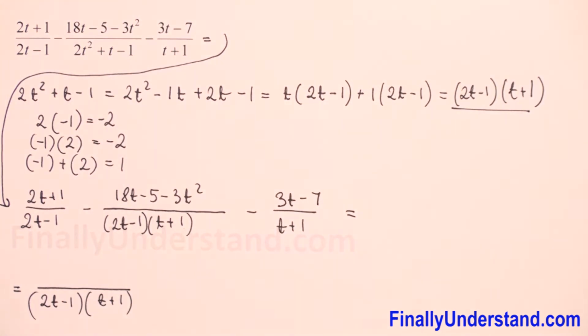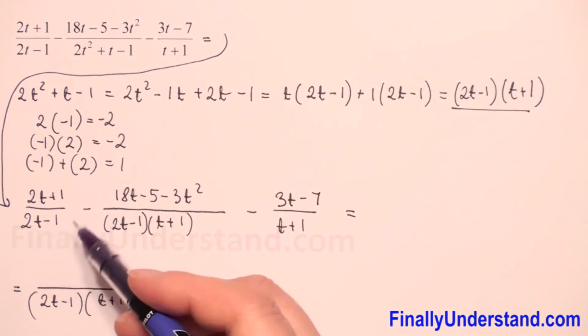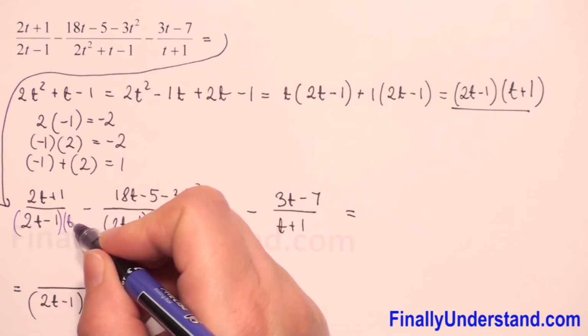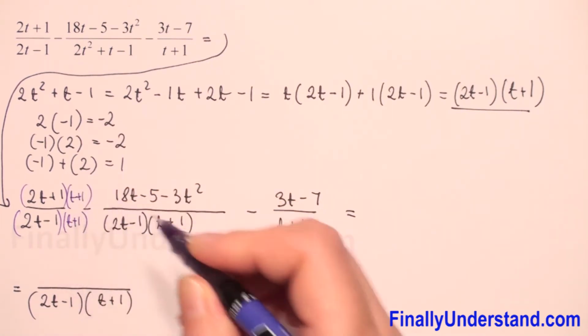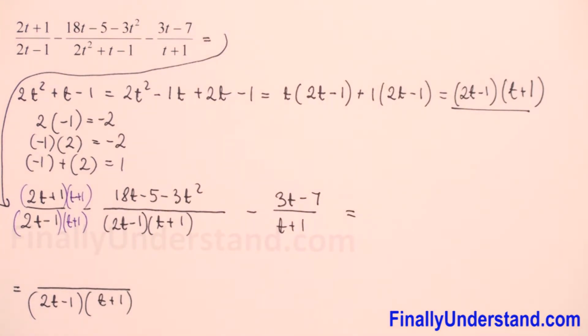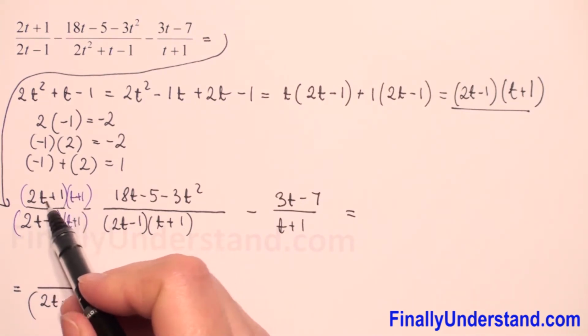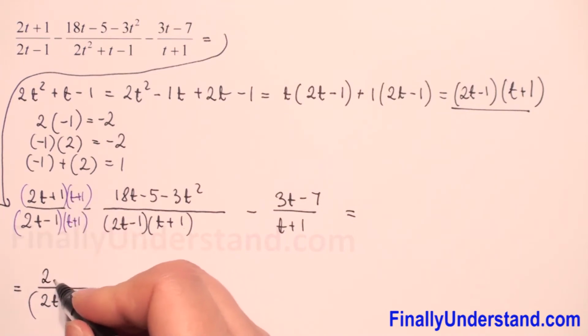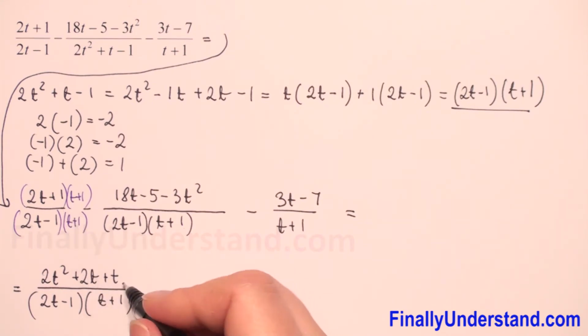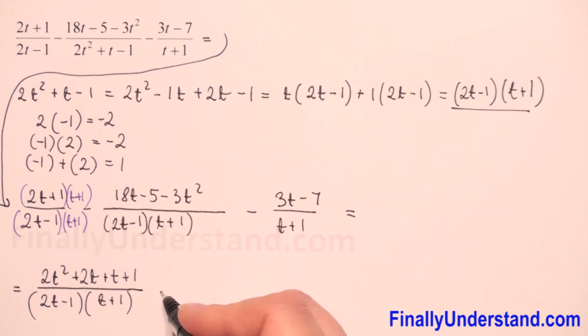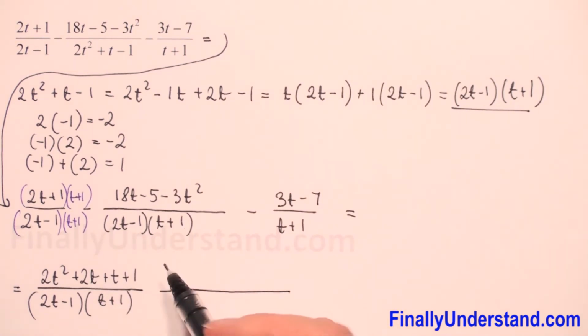So let's see our first algebraic fraction. We have 2t minus 1 only, so we need to multiply by t plus 1. When I multiply the denominator, I have to multiply the numerator by the same. So next we have this denominator. Now we have to do multiplication in the numerator. So 2t times t is 2t squared, 2t times 1 is 2t, 1 times t is t, 1 times 1 is 1. Next we have the negative sign, and the second fraction we only have to copy because we have the same denominator, 2t minus 1 times t plus 1.